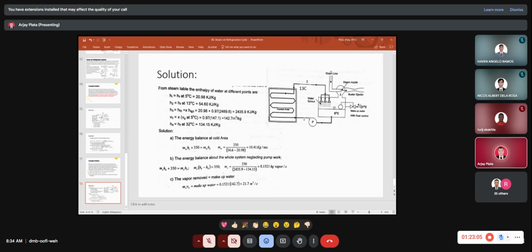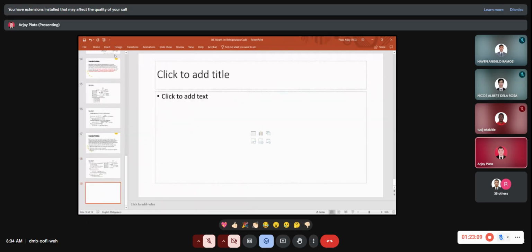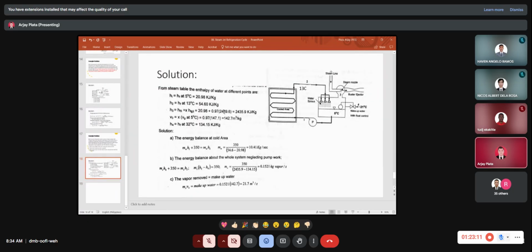So disregard nyo tong makeup water. Walang sinabi na makeup water. Ay, sorry. So wala lang tayong corresponding na diagram para dito. Yan, para hindi kayo malito.